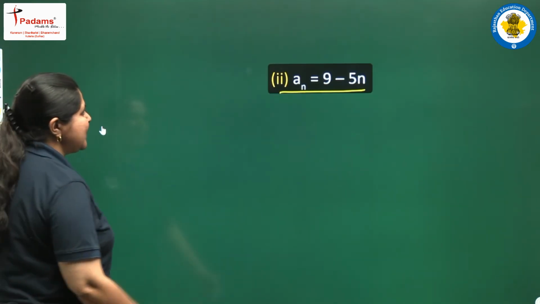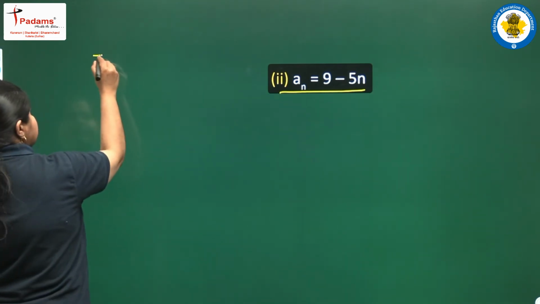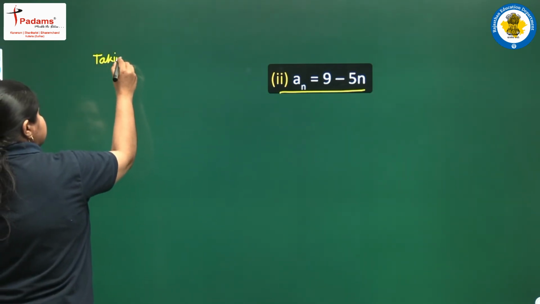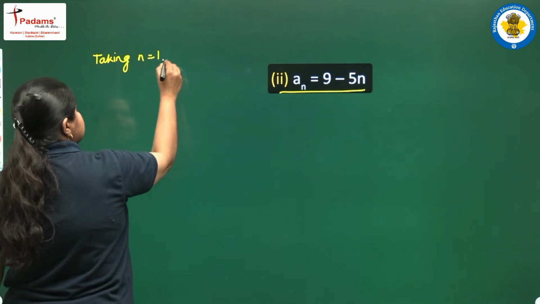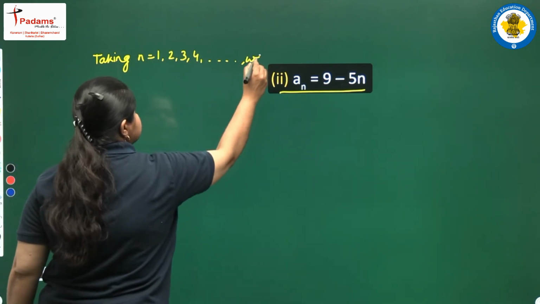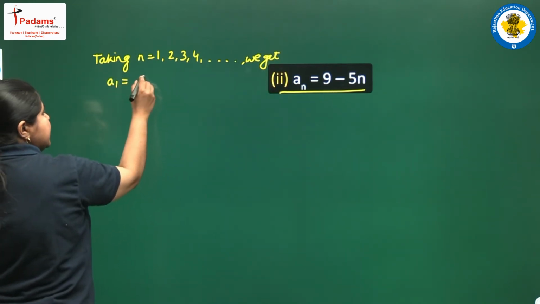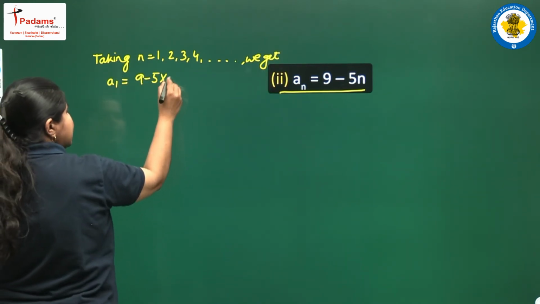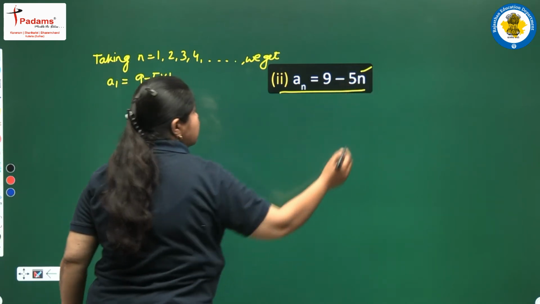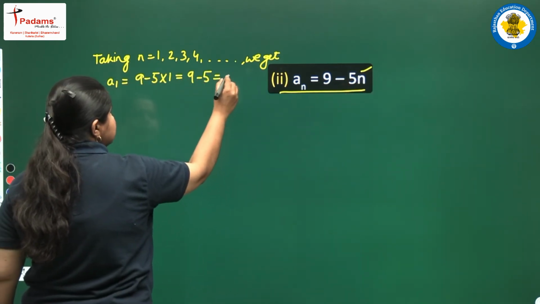We take the next one. Here we have it again by taking n equal to 1, 2, 3, 4 and so on. We get the first term a1. It will be 9 minus 5 into 1. n की जगह यहाँ पर हम 1 रखेंगे. This will give us 9 minus 5 equal to 4.